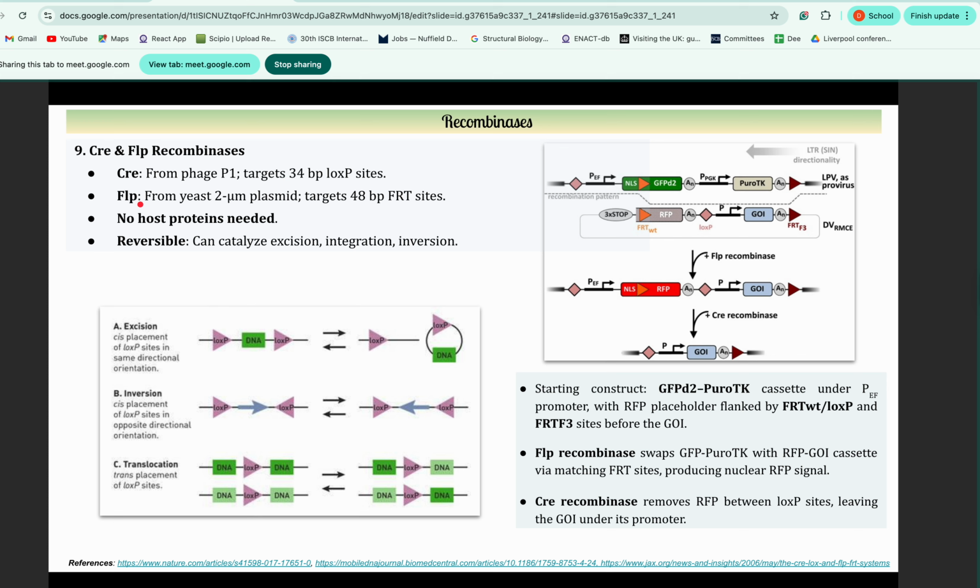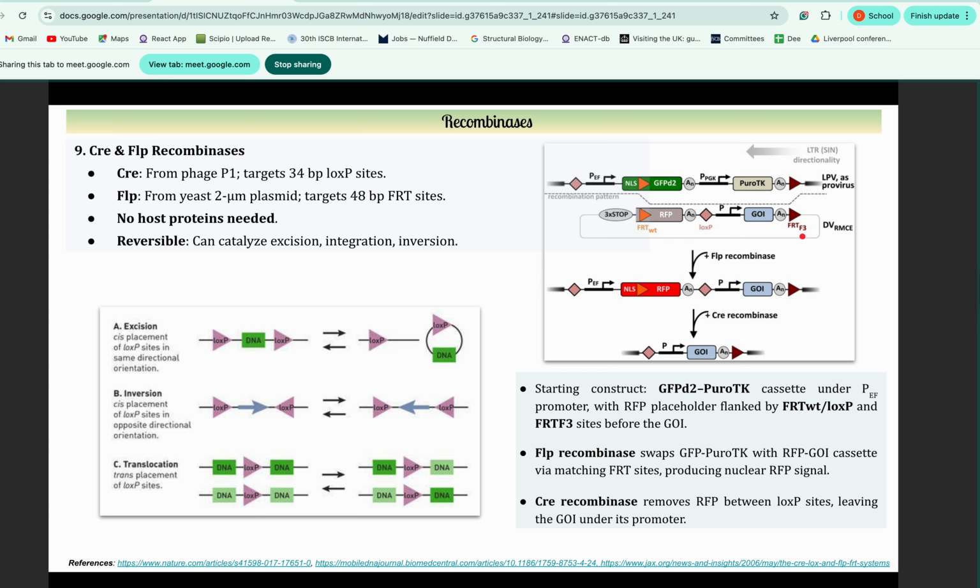The second recombinase is FLP recombinase, obtained from the yeast 2-micron plasmid. It targets the FRT sites. In this figure, as you can see, this is the LPV, which is the provirus, and this one is the DVRMCE, another sequence. In both of them we have these arrows: this arrow represents the FRT WT site, and this dark purplish arrow represents the FRT F3 site.